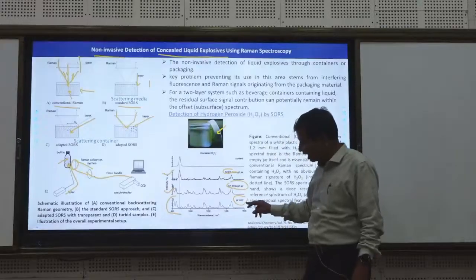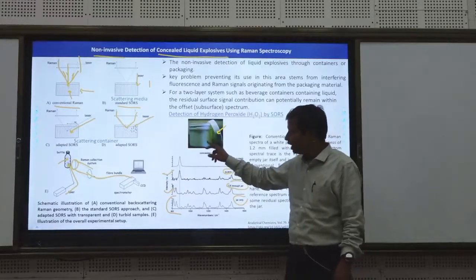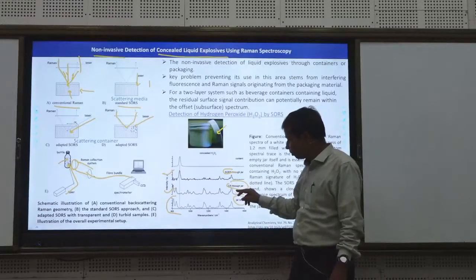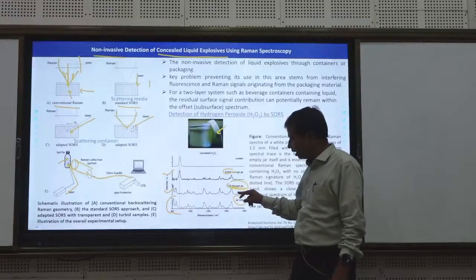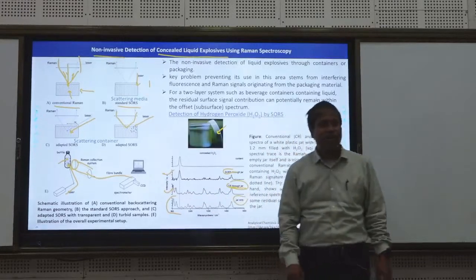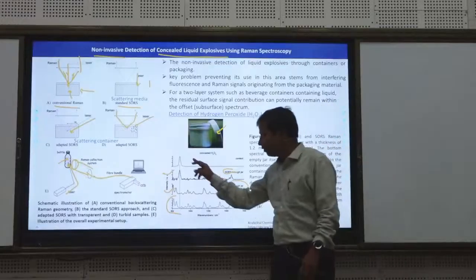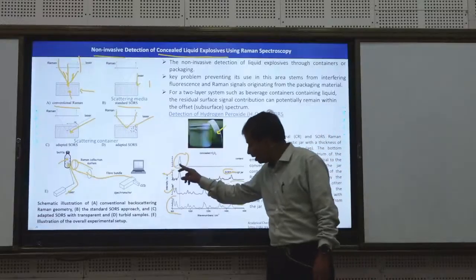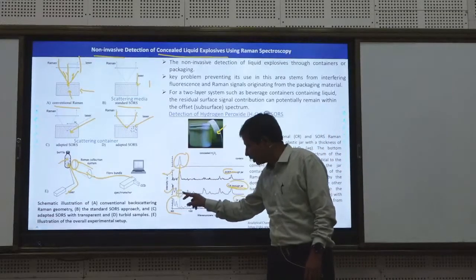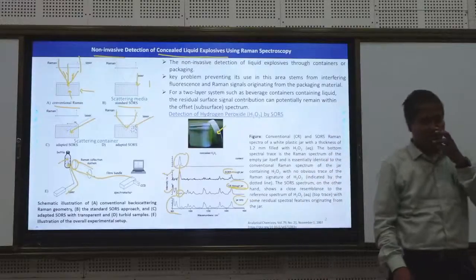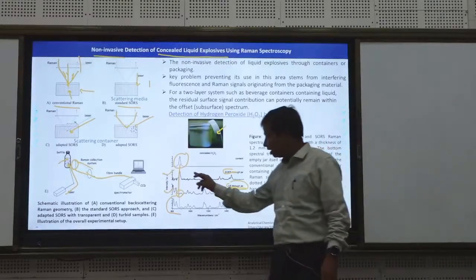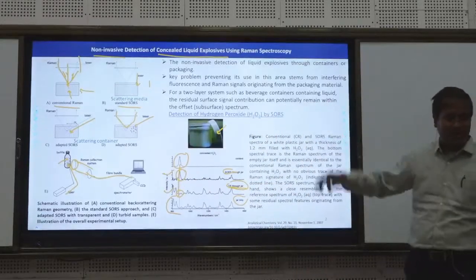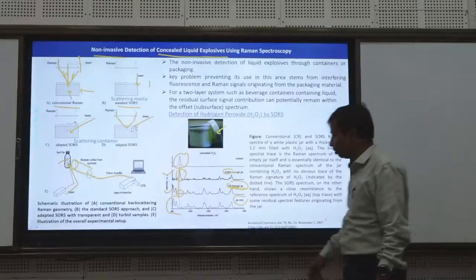What is interesting to find is that, for the jar, you cannot expect a band for H2O2, and from conventional Raman, you don't find the band for H2O2. What is the band for H2O2? This is the expected band for H2O2. This band is absent in the Raman spectrum recorded conventionally, but it is present in the Raman spectrum recorded with surface offset.